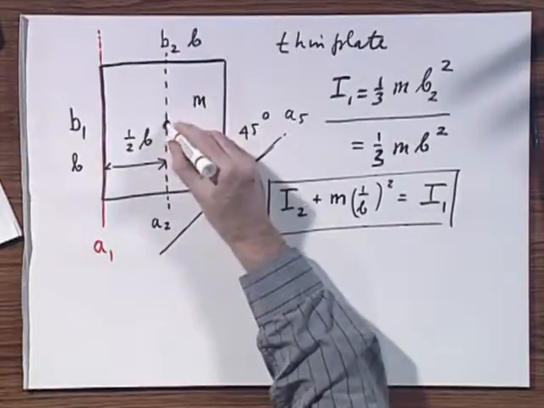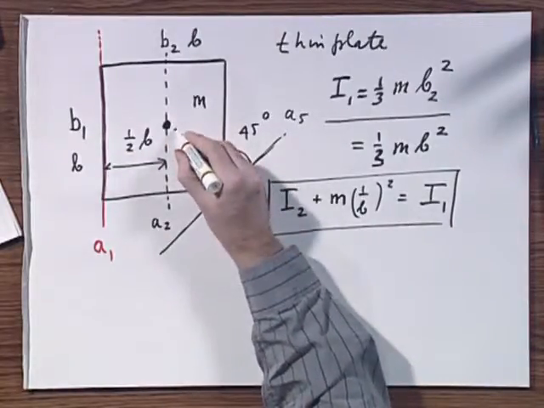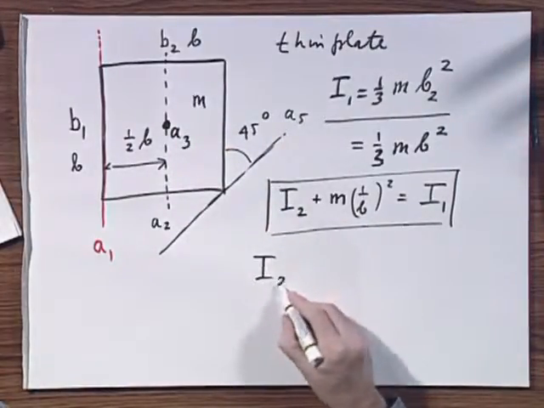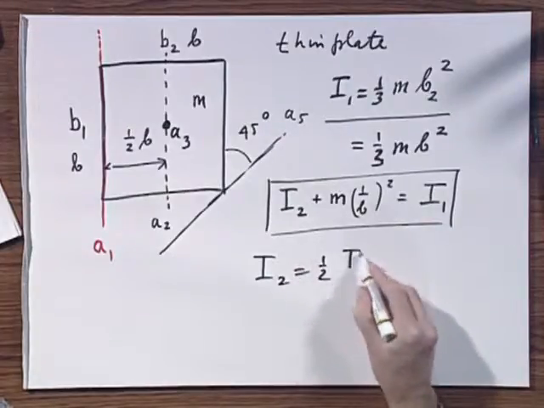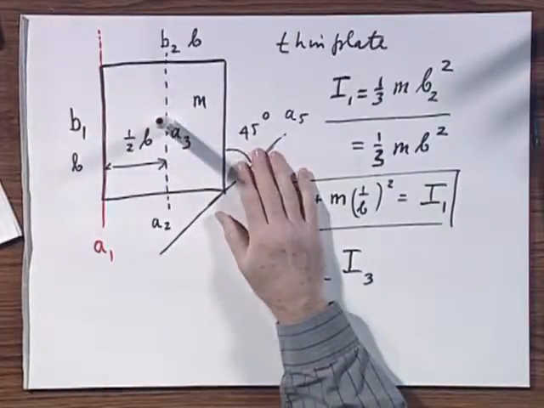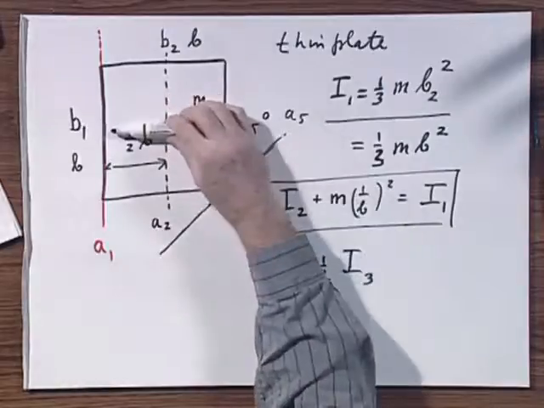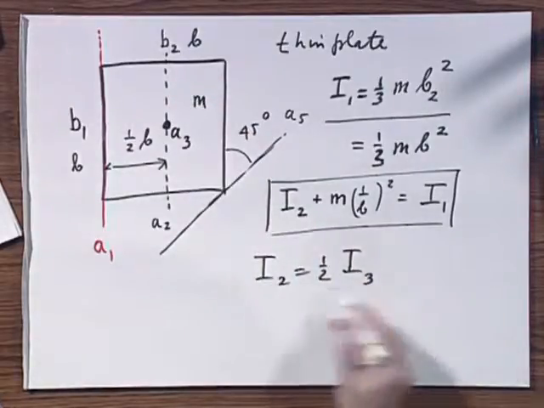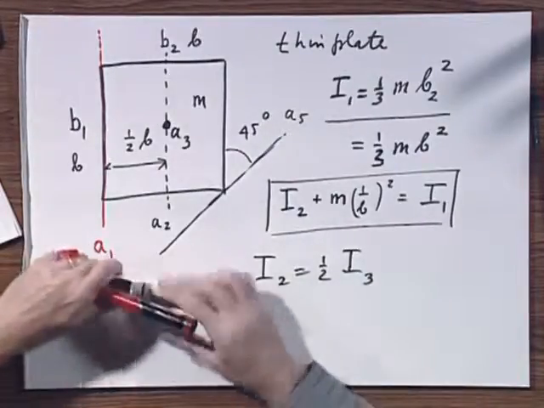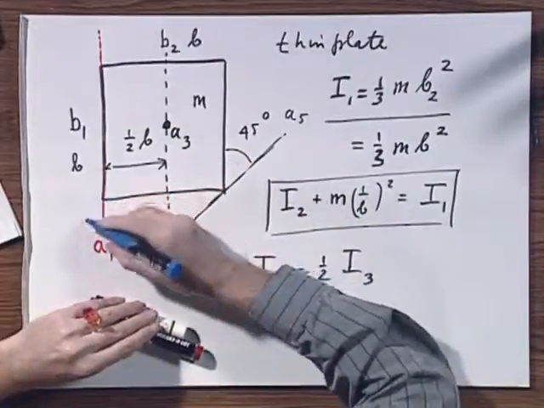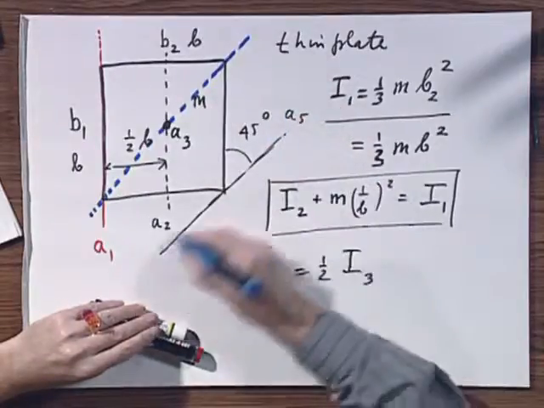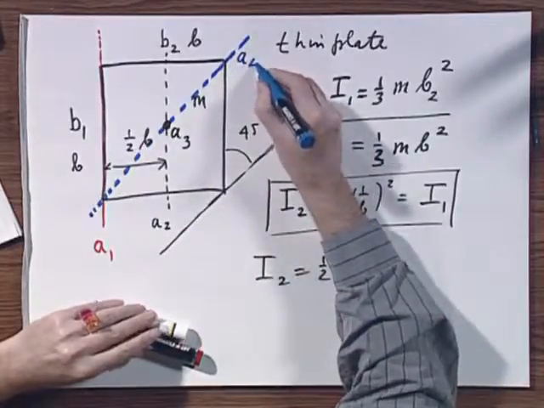Well, I also know that if I take this axis perpendicular to the paper and I call that A3, then I know that I2 must be 1/2 I3, for the simple reason that this moment of inertia is the same as the sum of this one plus this one. And so it's immediately obvious that it is 1/2 I3. Now let me take a different color. Now I'm going to take an axis which goes through the center, but which is exactly parallel to this one, and I call this A4.